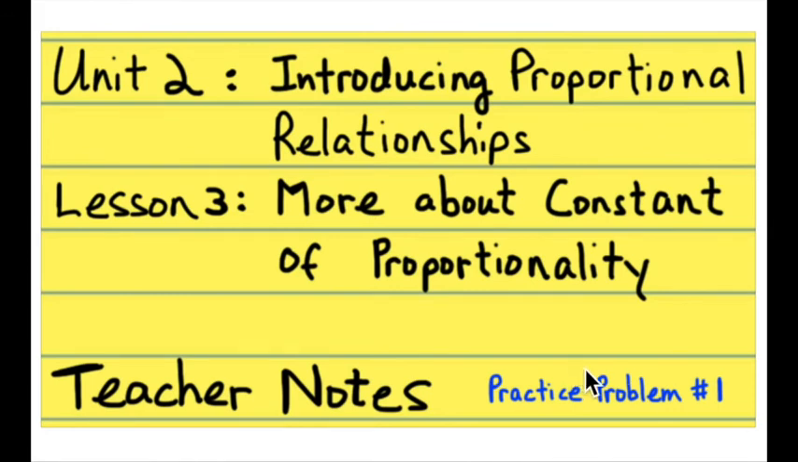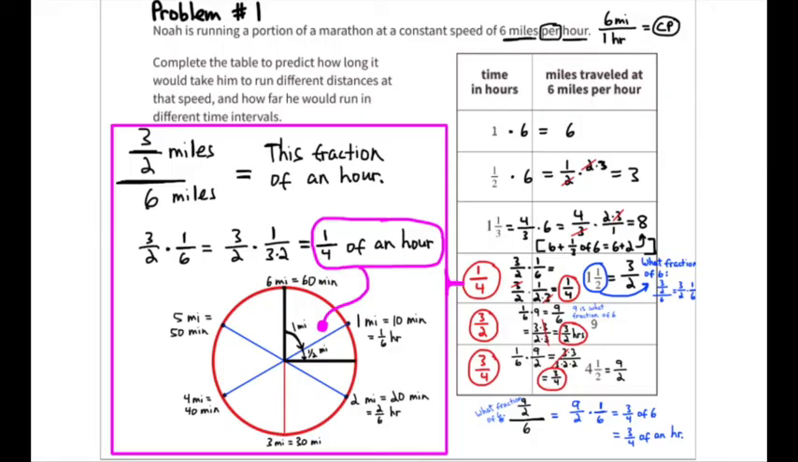This is practice problem number 1 from lesson 3. And this is a tough one. There's a lot of stuff that they're putting into this problem, a lot of number sense kinds of things. It says that Noah is running a portion of a marathon at a constant speed of 6 miles per hour. So that is his constant of proportionality, 6 miles for every hour.